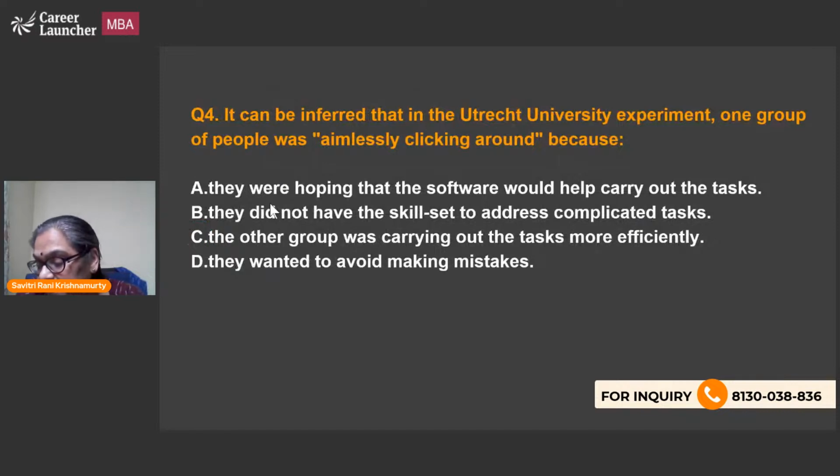Why were they aimlessly clicking around? They were hoping that the software would help them carry out the tasks. They did not have the skill set to address complicated tasks. The other group was carrying out the tasks more efficiently. They wanted to avoid making mistakes. Why were they clicking around? Quick, guys. Why were they clicking around?